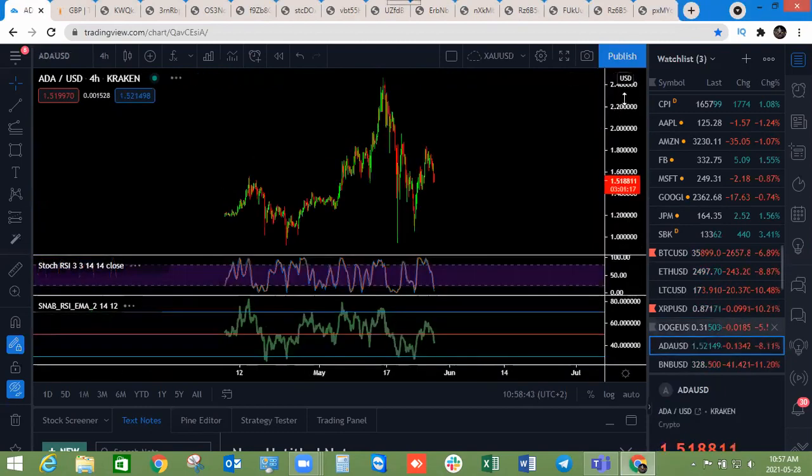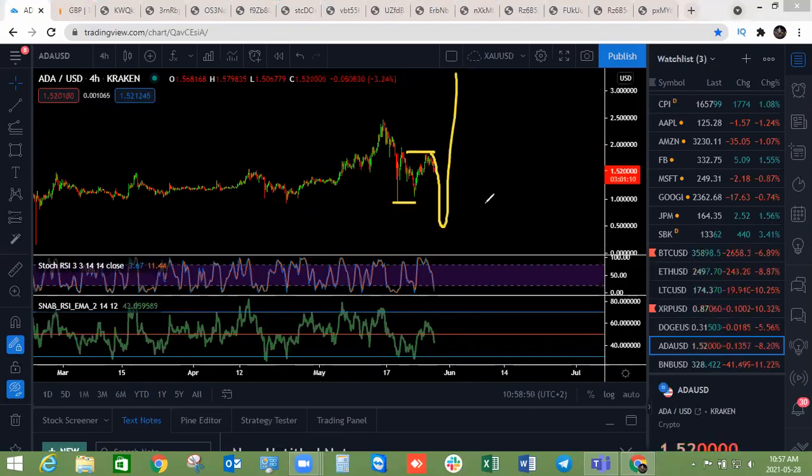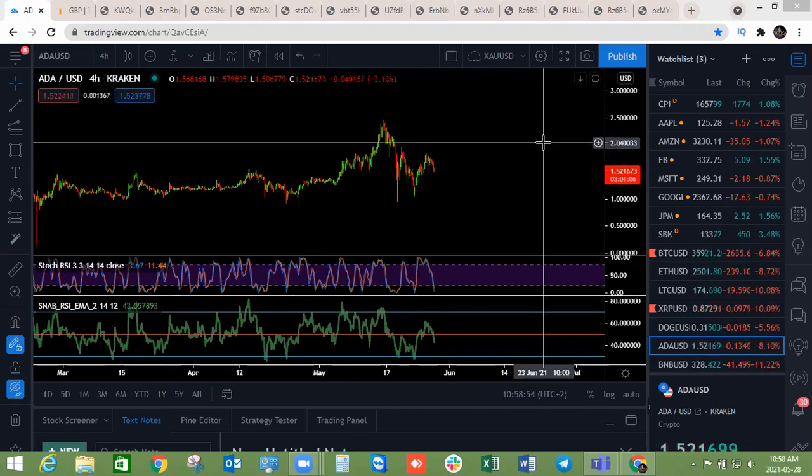ADA, similar. This one is now making what looks like a regular flat, and we're going to see this and then upside.